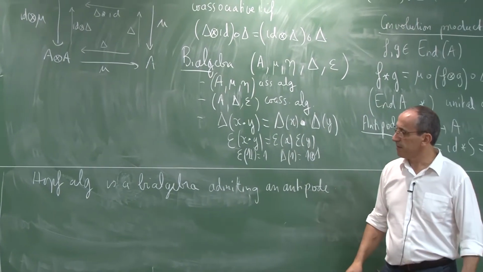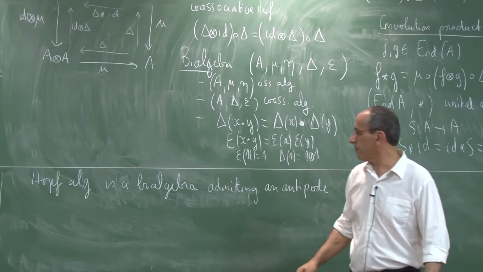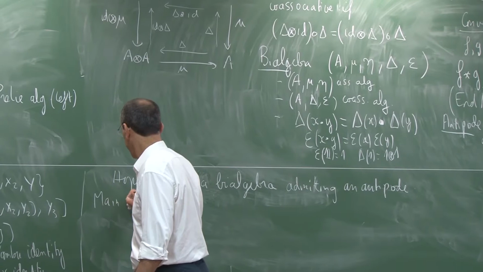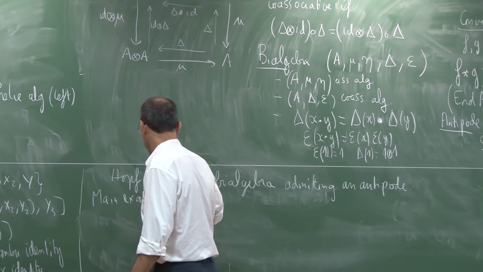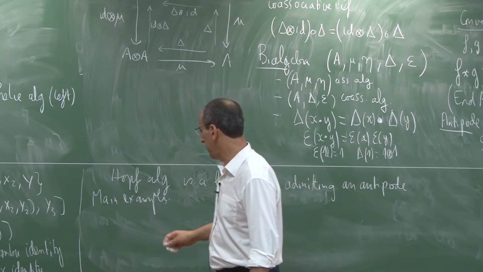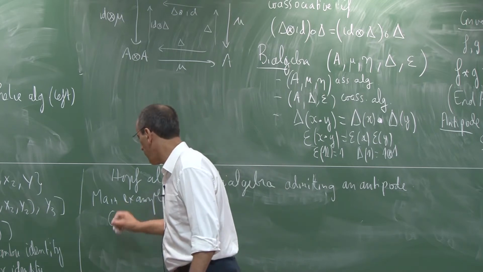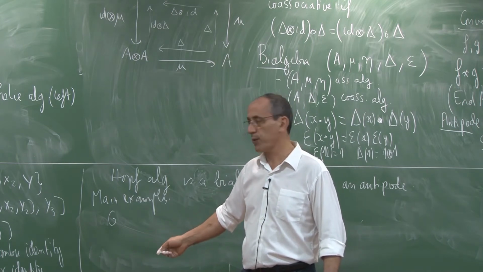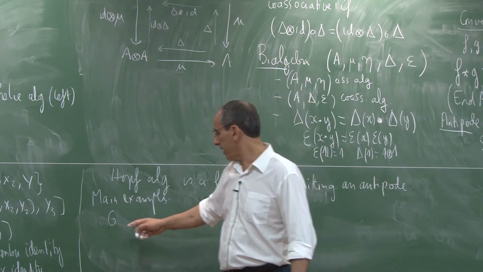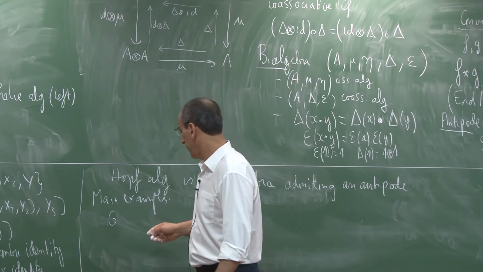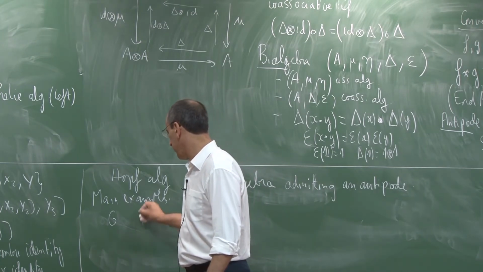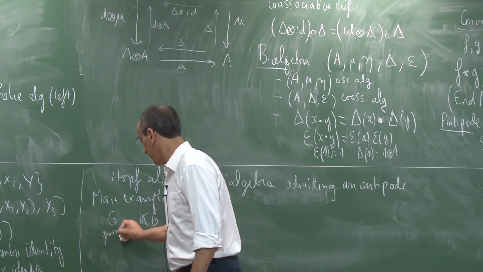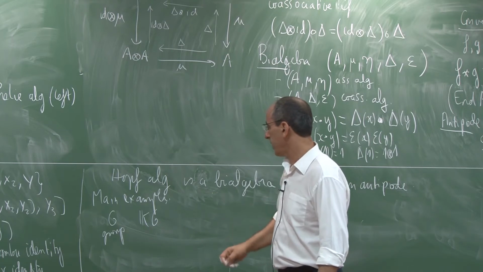Then the main examples for this, maybe KG. Now let's consider a group. In fact, it started with groups. That's why we have these quantum groups. If you have a group, then you can construct the group algebra KG. This is a classical group, and the KG.